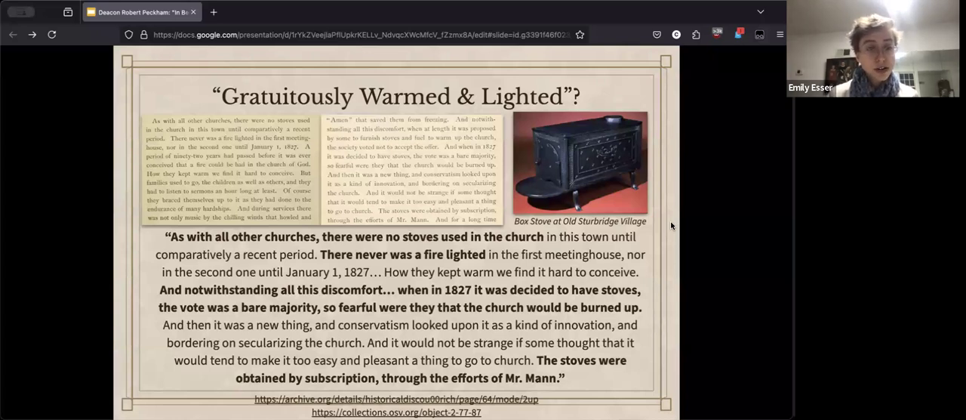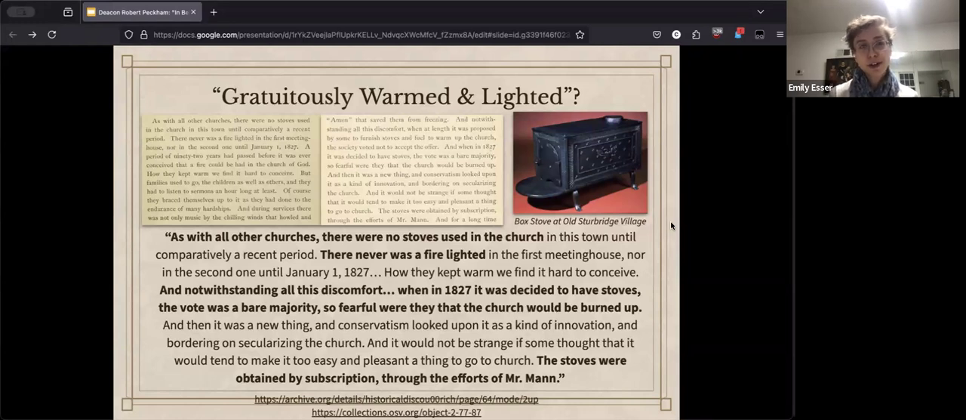It was 92 years before they had ever conceived that a fire could be had in the Church of God, as A. Judson Rich writes in the 125th historical discourse on the founding of the Congregational Church. I usually call it the 125th because its title is extremely long, very unwieldy. So the 125th, Judson Rich wrote about this, their lack of heat.